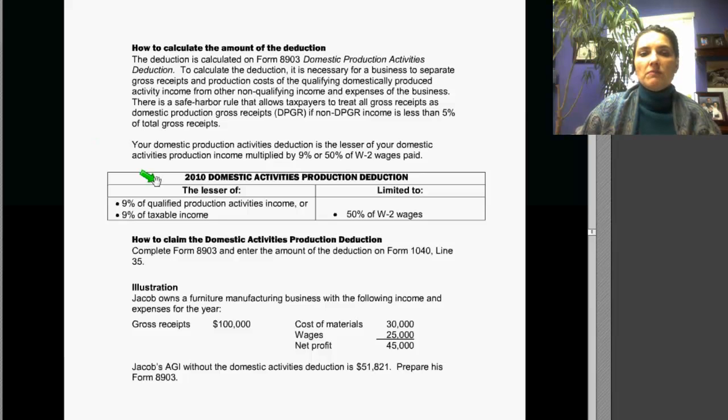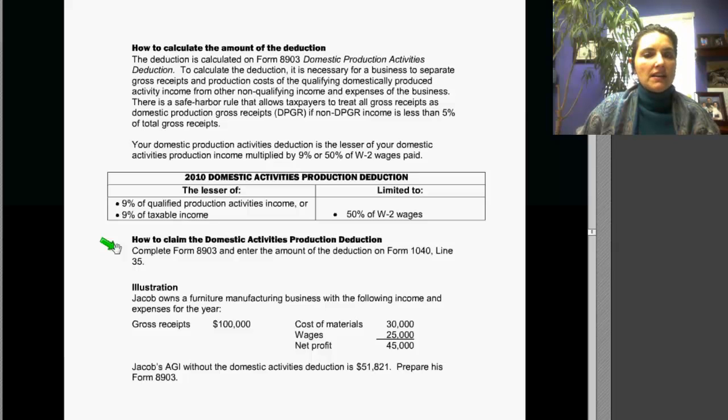The 2010 domestic activities production deduction is the lesser of 9% of qualified production activities income, or 9% of taxable income, and is limited to 50% of the W-2 wages. How to claim the domestic production activities deduction? Well, to claim it, you complete Form 8903 and enter the amount of the deduction on Form 1040, line 35.